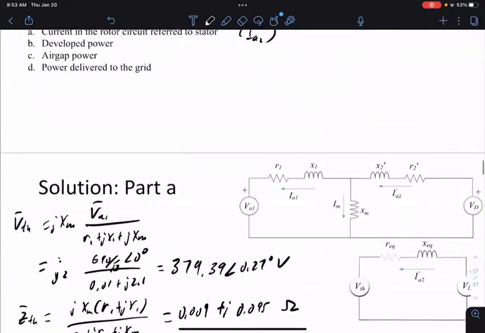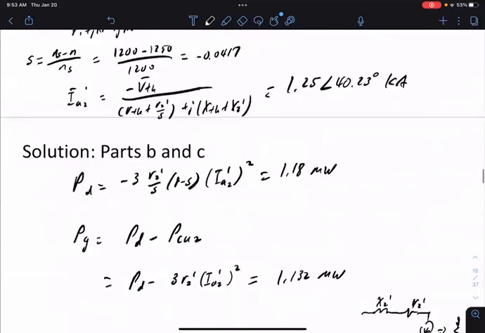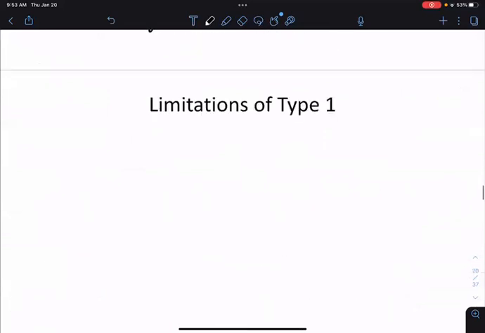Again, it's just an induction machine. Everything we can do is in a question like this. So now it's time to look at the limitations of type 1. Type 1 was not super successful. There are a lot of drawbacks around it, and we're going to try to fix these drawbacks.